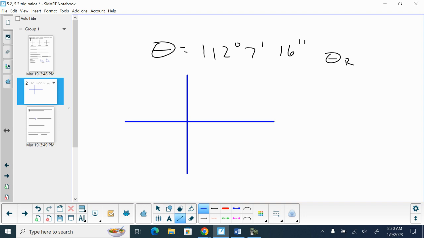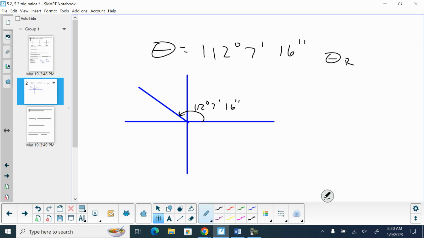What quadrant do we go into for 112 degrees and some change? Which quadrant do we go into, Ella? Second quadrant. So we are in the second quadrant with our rotation. So we rotate 112 degrees, 7 minutes, 16 seconds.